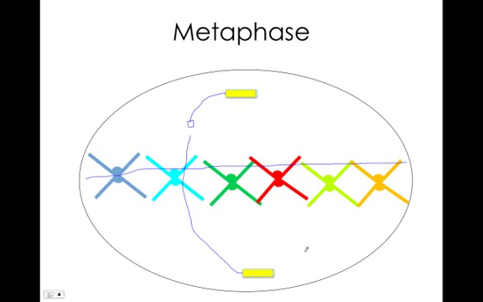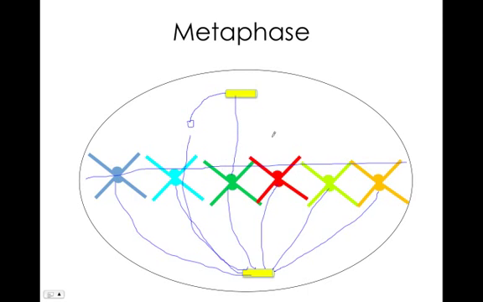Remember, what we really have at this point is, coming out of these centrioles, we have microtubules attaching to each centromere of the chromosome. And they're lined up along this rough metaphase plate. So we have these guys coming out here.